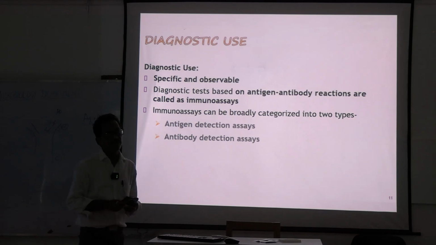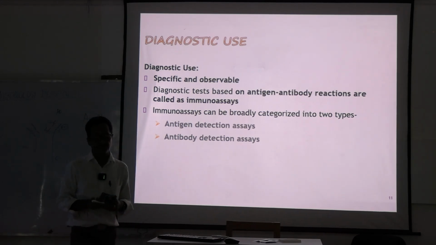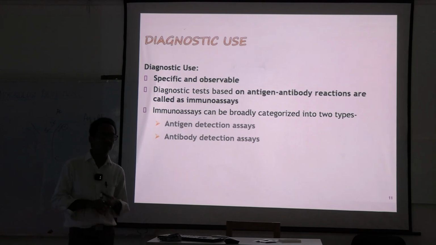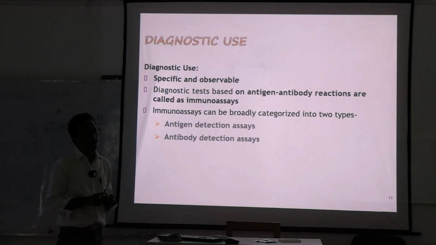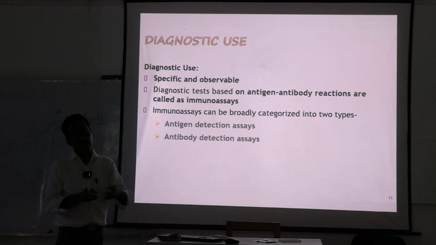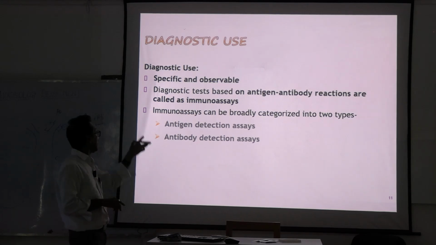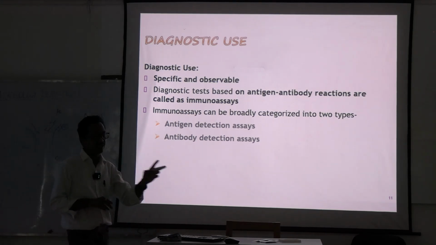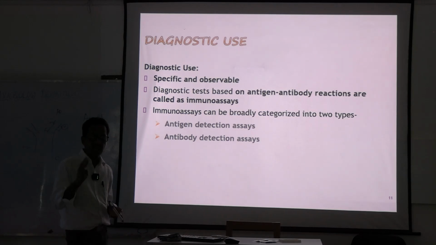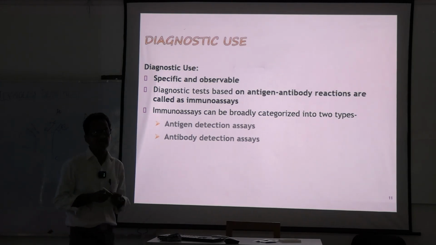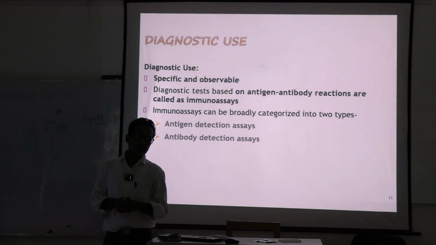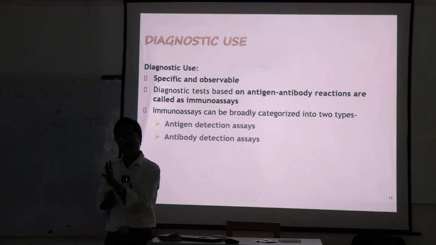Diagnostic use. Why do we use serological tests in the laboratory? It is an in vitro test. Because it is specific and observable. We can easily determine by only macroscopic view that an antigen antibody reaction is taking place. So it is specific and observable. Next, antigen antibody reactions are used in immunoassays. Either you detect an antigen, then you have to give antibody in the kit, or you detect antibody, then you have to give antigen in the kit.